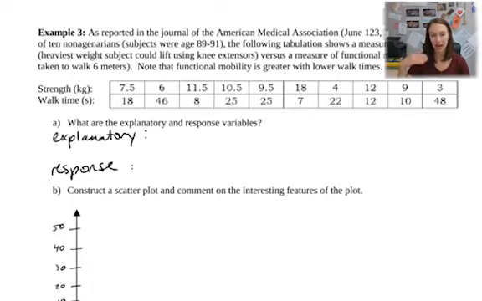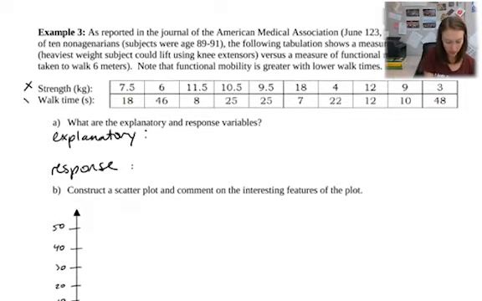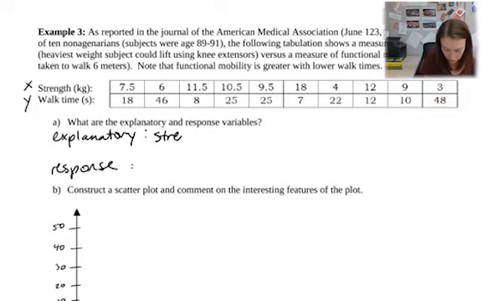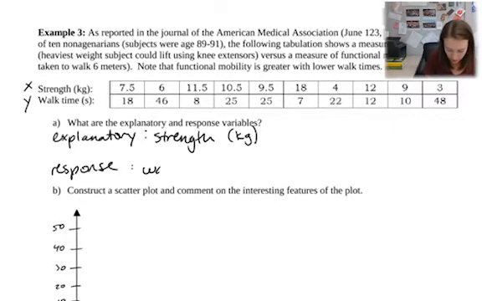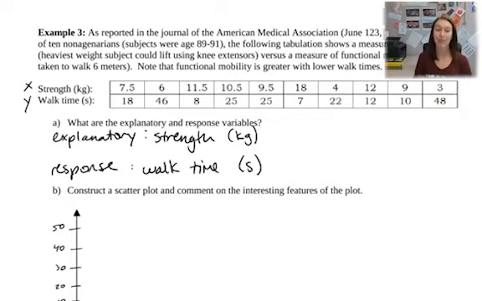So if you think about how long it takes them to walk that 6 meters, the shorter time is going to be better in mobility because they can do it faster. So we have our strength, we have our walk time. Again, strength is going to be our explanatory. The time it takes them to walk that is going to be our response variable. So explanatory is strength in kilograms, so that weight that they can carry. And our response is going to be walk time in seconds. It's always good to put your units in there.